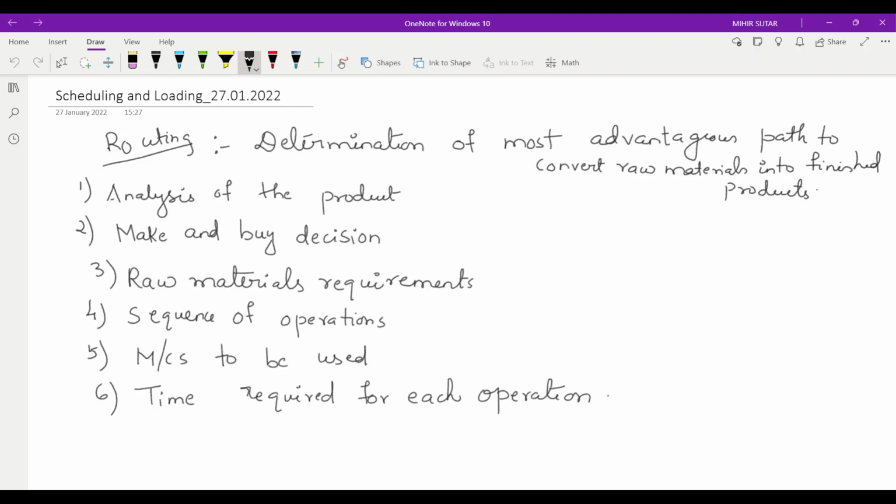Okay, so these are the steps of your routing. Have you followed this routing? Yes, sir. Okay, so now for routing again we use route sheets.